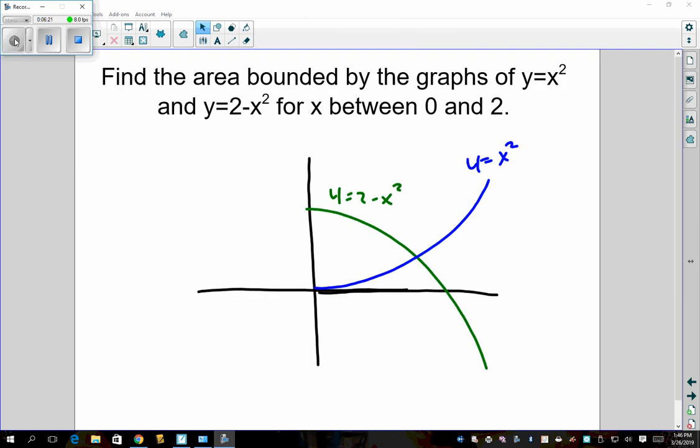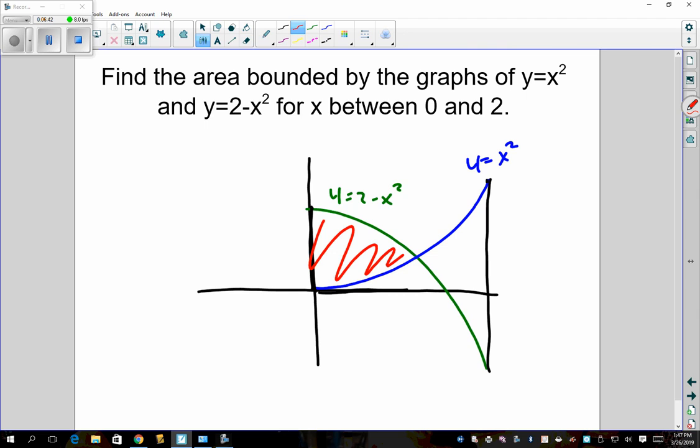So here's another example, finding the area between y equals x squared and y equals 2 minus x squared for x between 0 and 2. So my shaded region is going to be a little different. And so I'm going to draw my cutoff points at 0 and 2. And my shaded region are these two sections.